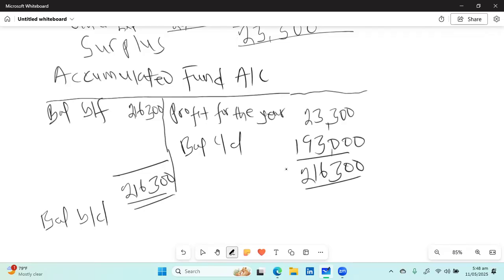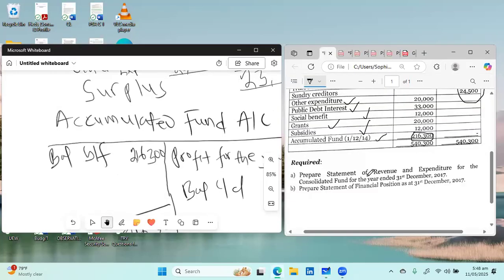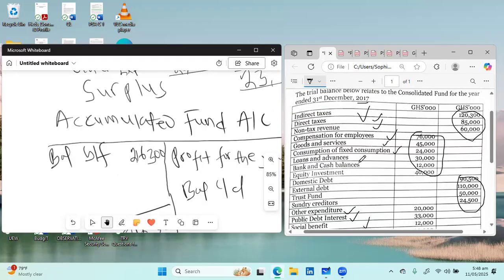All right. Then we bring it here. 193,000. So this figure, we will take it to the balance sheet or statement of financial position as part of their equity. Now, it means that we have dealt with this one too. So anything I haven't taken is something that will go to the balance sheet.